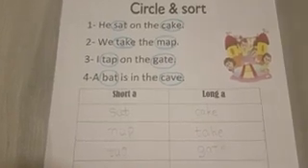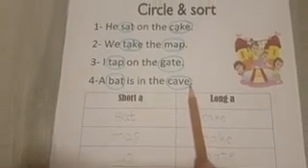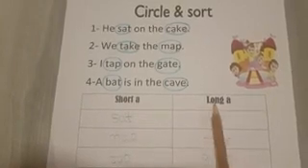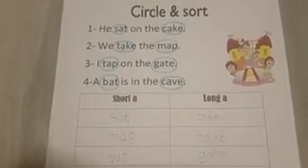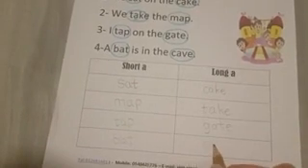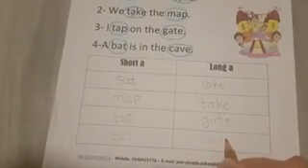Bat. Okay, and we go to the second word, cave. Cave. What are you hearing? Are you hearing a short A sound or a long A sound? Cave. Excellent. This is a long A sound. So we go under long A and we write cave. Great job.